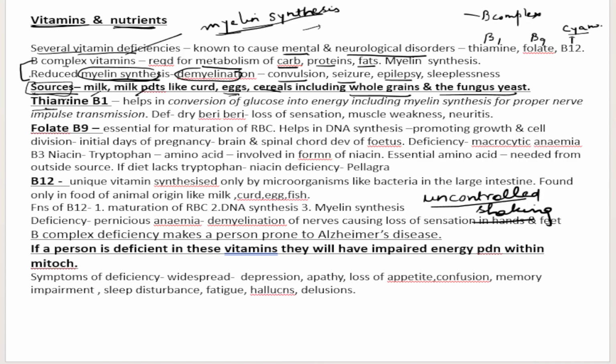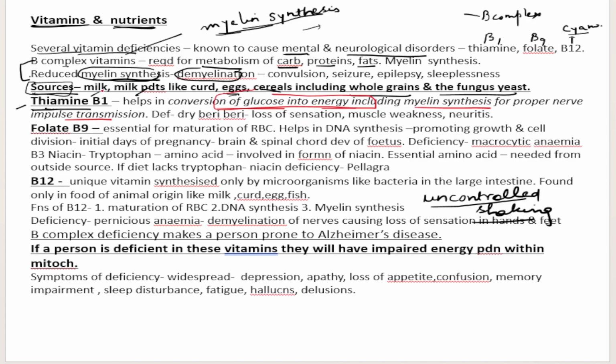Now we come to certain important B complex vitamins. One of them is vitamin B1. Thiamine, or vitamin B1, helps in converting glucose into energy, including myelin synthesis. So vitamin B1 also helps in myelin synthesis for proper nerve impulse transmission. It helps convert glucose into energy. So thiamine, vitamin B1, is involved in glucose metabolism.